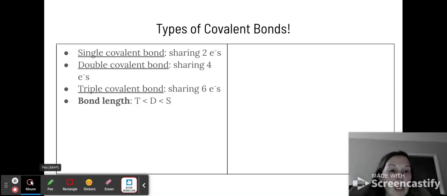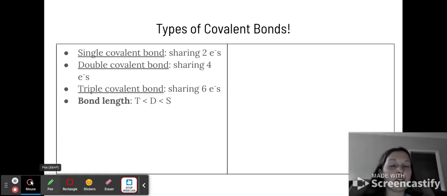In terms of strength and length, which we look at comparing these types of covalent bonds, for bond length, a triple is the shortest, double is the middle length, and single is the longest. I like to compare this to how well you know somebody. So if you know somebody just a little bit, like an acquaintance, you don't have a lot in common, you're not super close to them, but your best friend who you have a ton of stuff in common with, you're very close to them. And that's the same here.